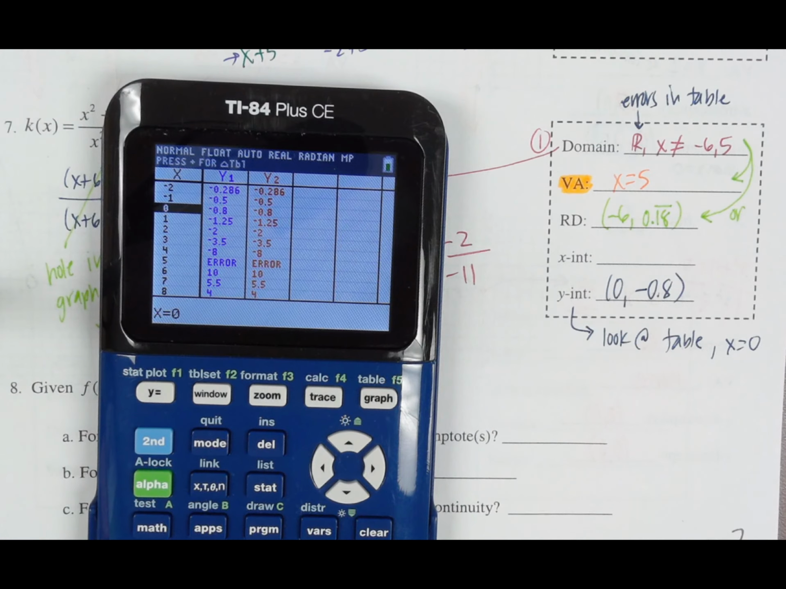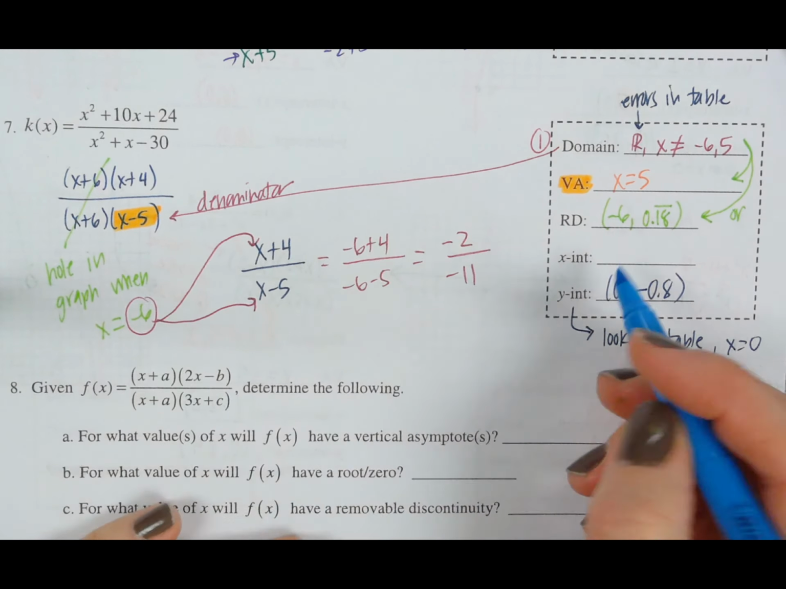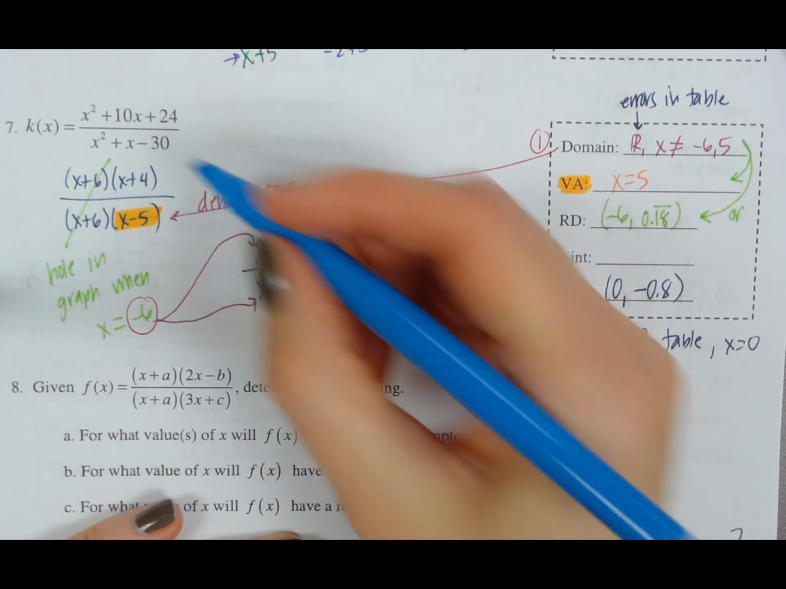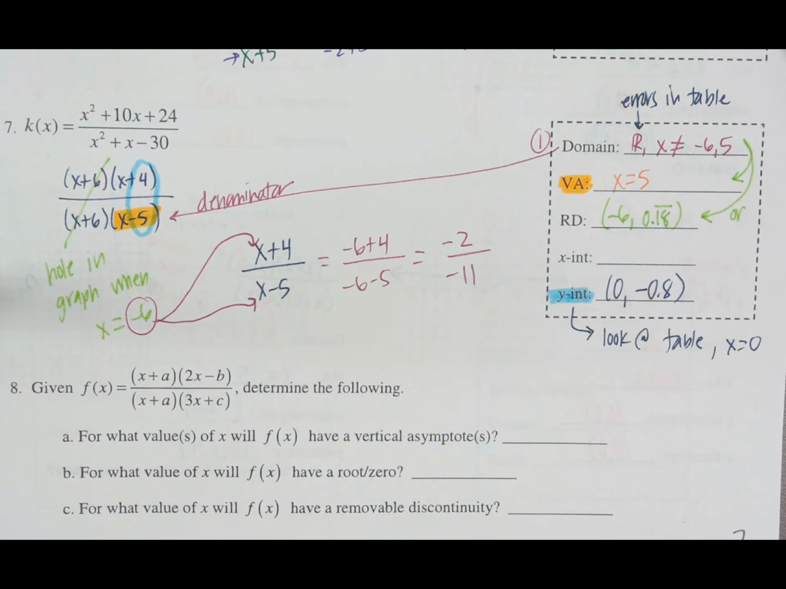The other way you could find the y-intercept without the calculator is, I'm going to do this in blue. If I look at just the numbers that are left without x's, 4 over negative 5. 4 divided by negative 5 is negative 0.8. Okay, so that's a way you could do it without looking at the calculator.